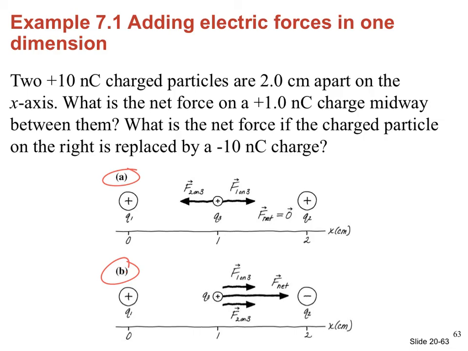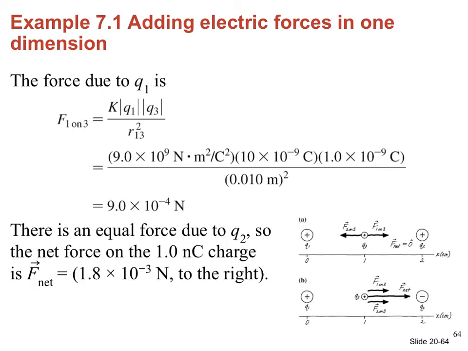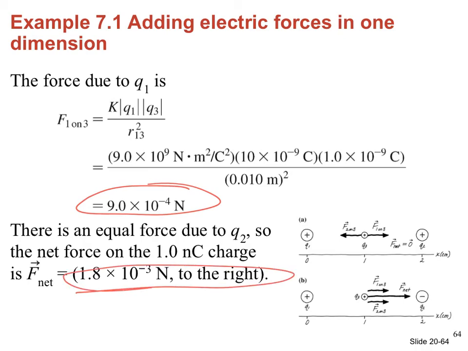Since it's 1 nanocoulomb here and 10 nanocoulombs and 10 nanocoulombs, I can actually just do the calculation once and then double it, because it's going to be an attractive force right here and a repulsive force from here, but they're going to be the same magnitude. So if I plug that in, for one of them I get 9 times 10 to the negative 4th newtons. If I multiply that by 2, I get 1.8 times 10 to the negative 3rd newtons to the right.